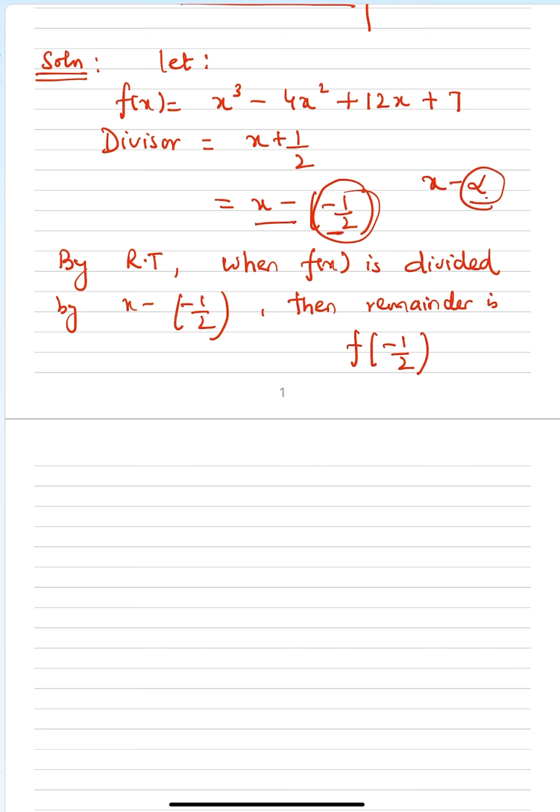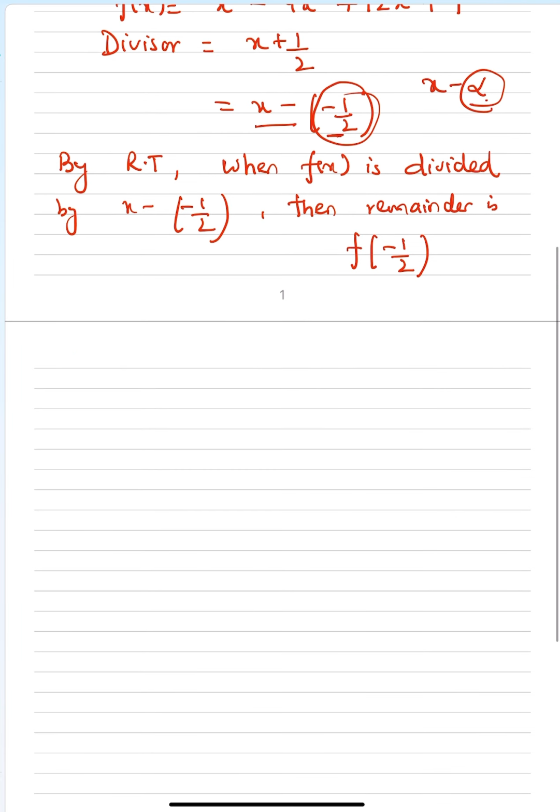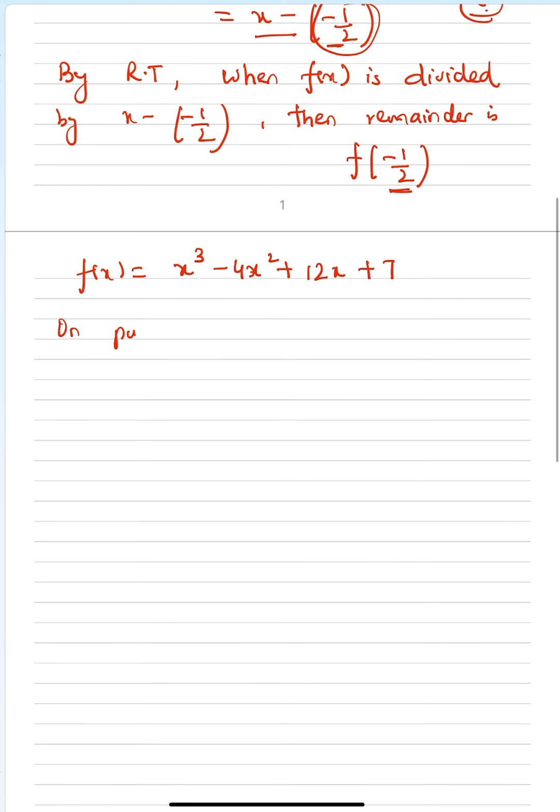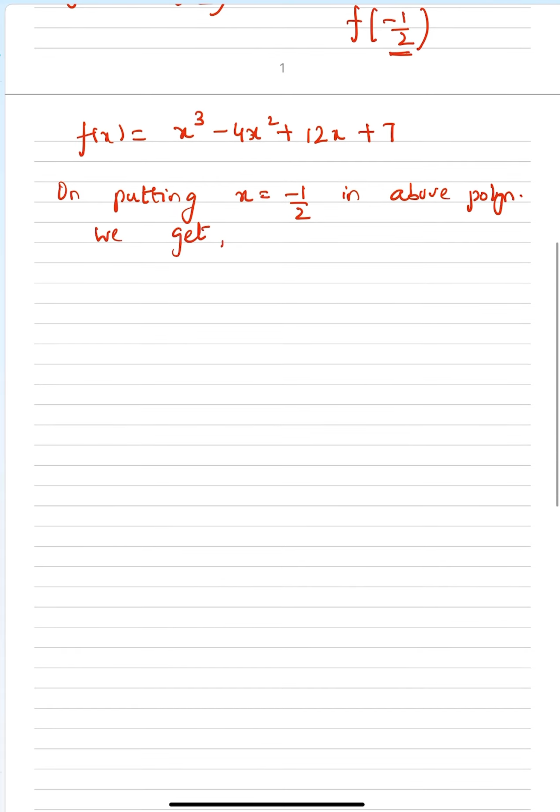So now what will I do? I will substitute the value of minus 1 upon 2, this value, in the place of x. So f of x is equal to x cube minus 4x square plus 12x plus 7. Okay, on putting x is equal to minus 1 upon 2 in the above polynomial, we get, see, these are the steps you need to follow in exam also.